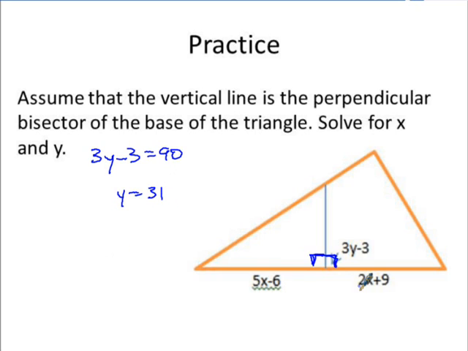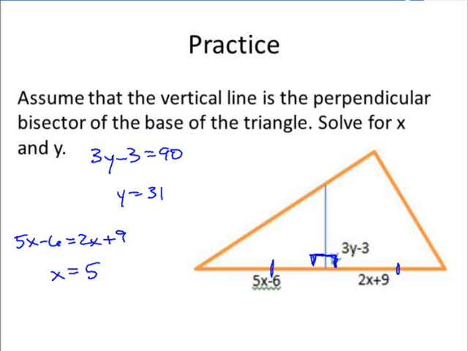Here, if it's a perpendicular bisector, it means those two are congruent. So 5x minus 6 equals 2x plus 9. So we get x equals, what is it? Pause and do it if you don't know. What is it? 5.